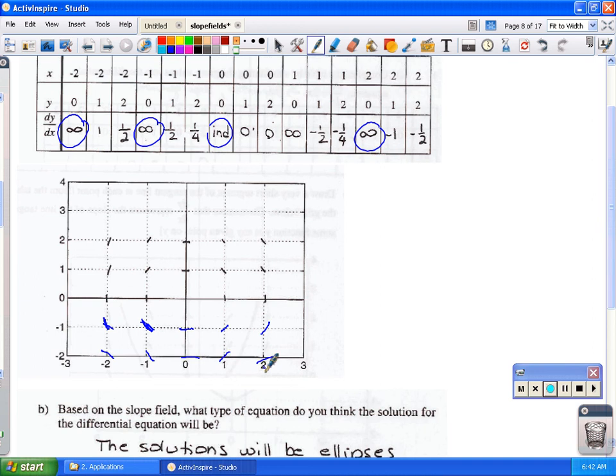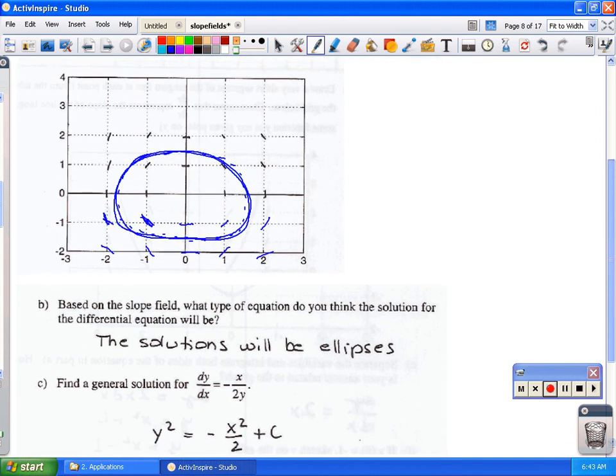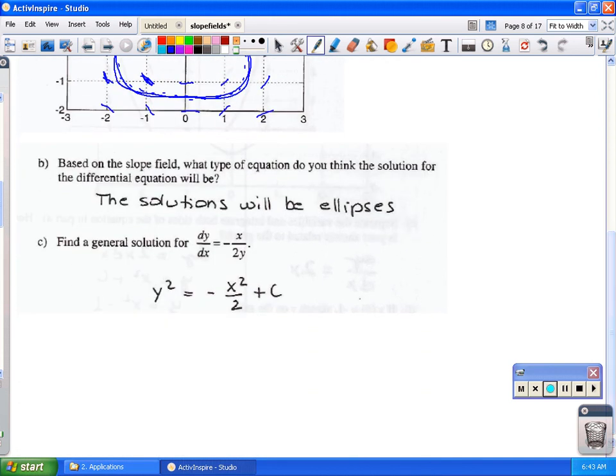And when you put those extra segments in there, hopefully you can start to see that, okay, this is kind of a circular motion, but it's not exactly circular. In fact, it's elliptical. So hopefully you can see that this is generating a family of ellipses. If you follow the trend of the tangent segments, it's becoming elliptical. But you needed those extra tangent segments on the bottom to see that. Otherwise, the question in part B is kind of hard to answer. So based on the slope field, what type of equation do you think the solution for the differential equation will be? We said ellipses. Well, let's prove that.